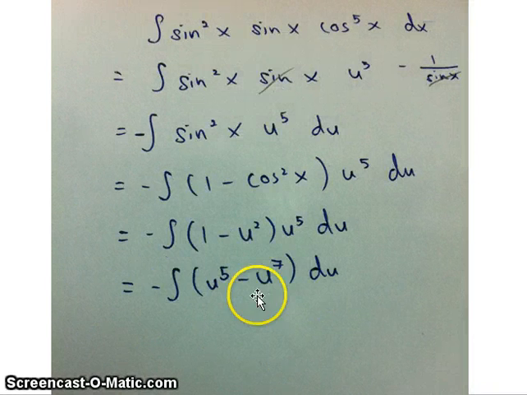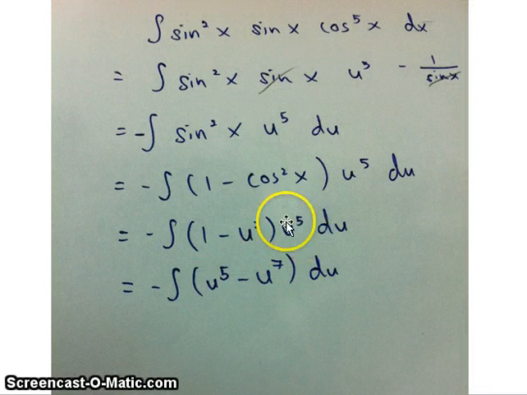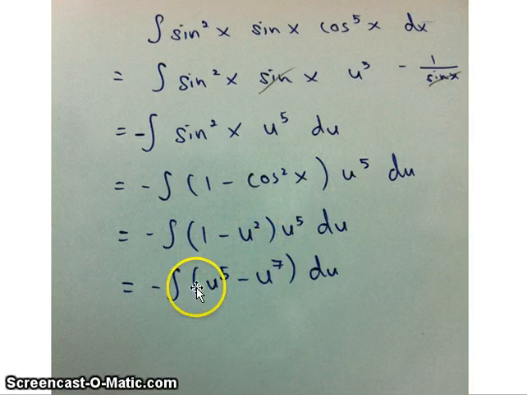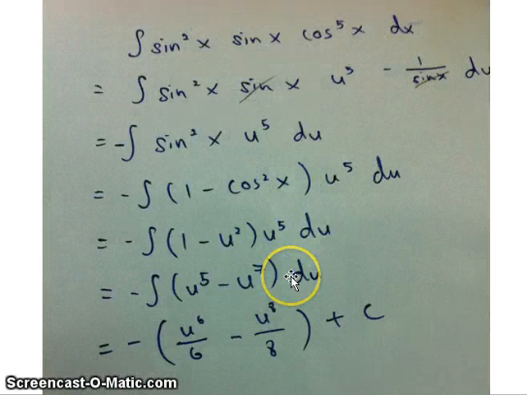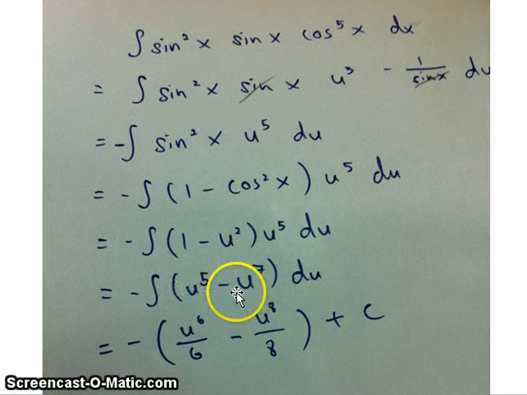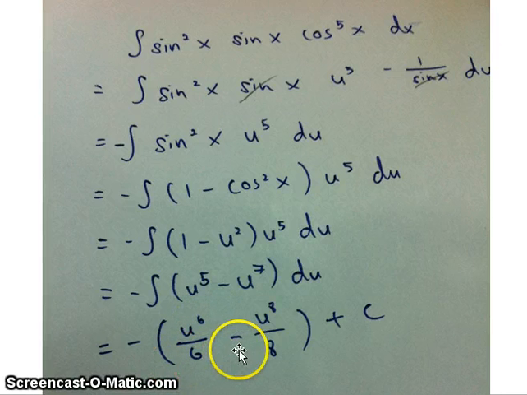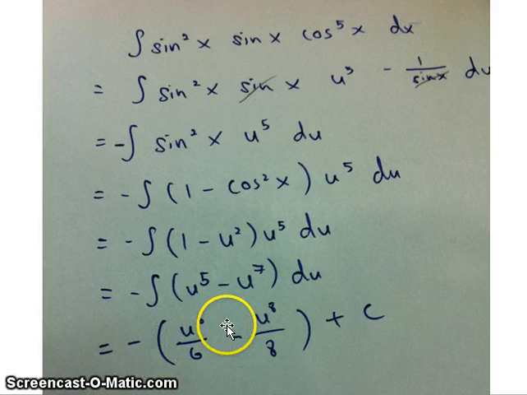Moving on, we multiply u to the power 5 into the values in the bracket. Then we obtain u to the power 5 minus u to the power 7, and then we integrate the values in order to obtain u to the power 6 over 6 minus u to the power 8 over 8 plus c. Now, some of you might wonder how do you get this value?